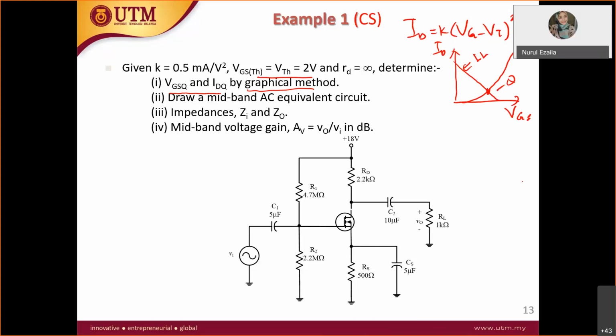So basically IDQ is equal to 2.8 milliampere and VGSQ is equal to 4.3 volt, right? So if you do the graphical method, this one you will get this. Now I want to focus on drawing the midband and so on, right? So let me copy this one first.